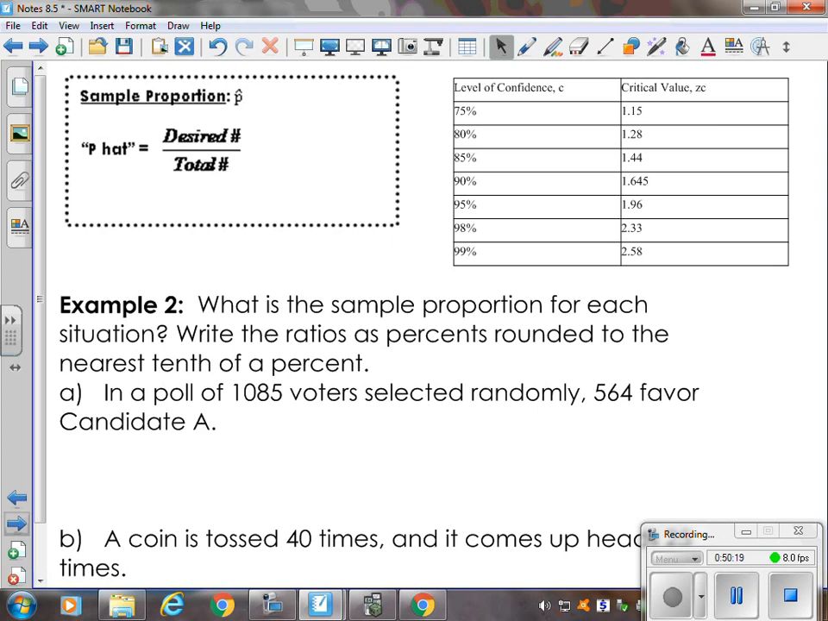It's just a fraction, the proportion. Like, if you have 3 red balls out of 5 balls, then you have 3 out of 5. Does that make sense? That's all they're talking about here.